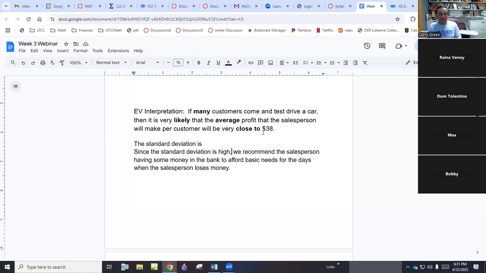The expected value for the casino was around 8%. So if lots of people spend $10 or $100, then it's likely that on average, in the long run, they will lose $8 per person. Does that make sense? That's how the expected value works. That's how you interpret it.